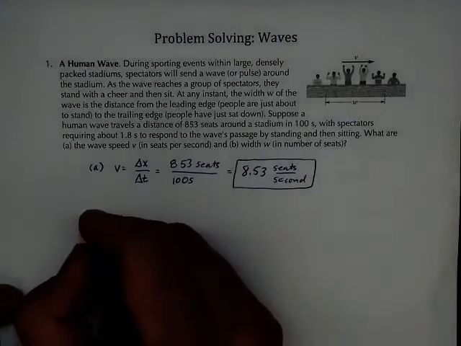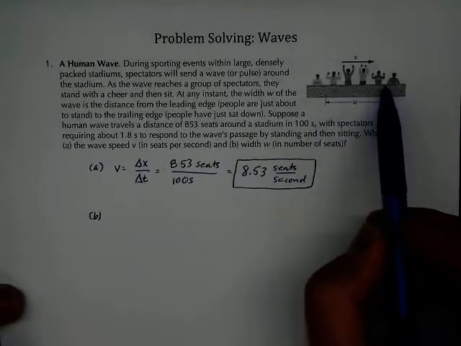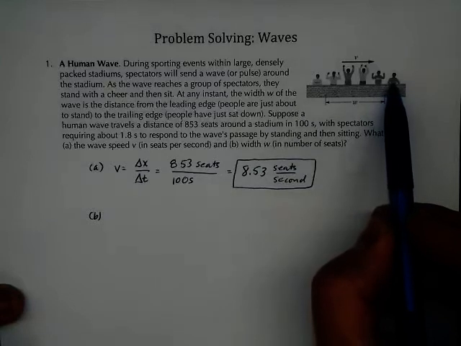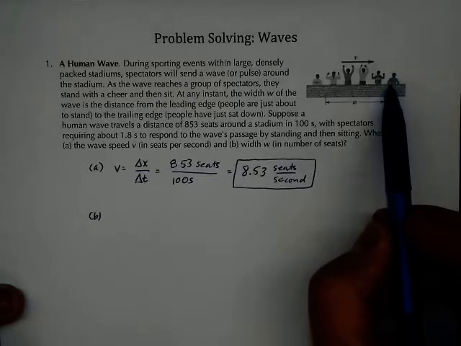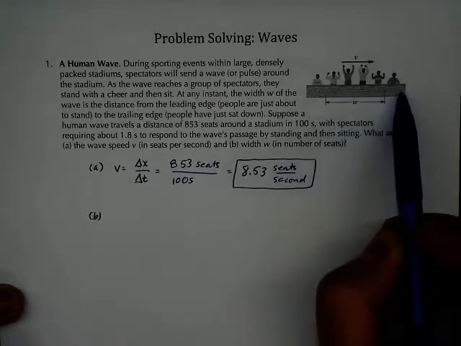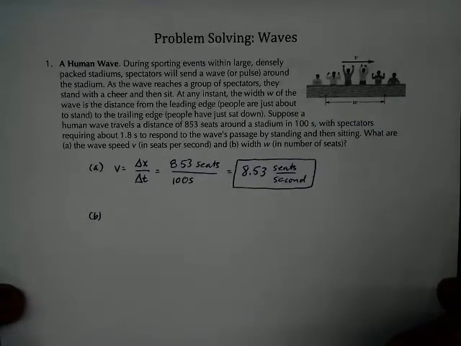B is a little bit trickier. How wide is the wave? You need to think about the motion of the wave during this part. So if this person is going to stand up and then take 1.8 seconds to stand up fully and then sit back down, the question really is how far will the wave have traveled in that time, because that will tell you what the width of this pulse is.